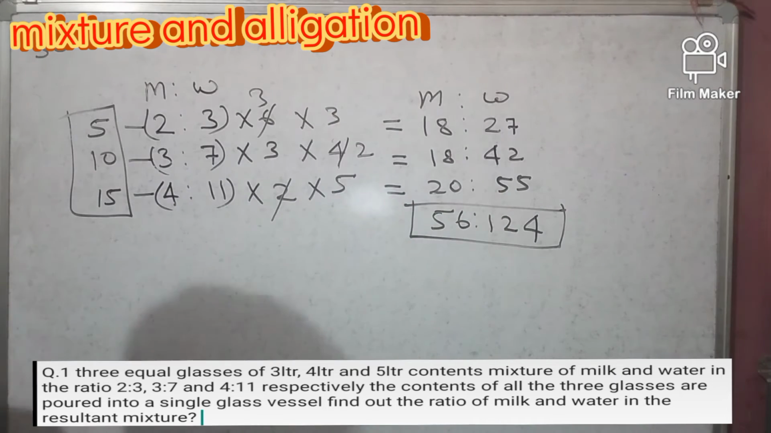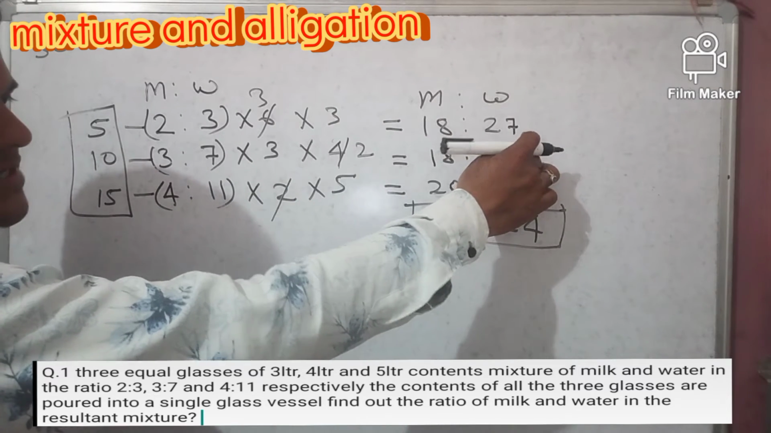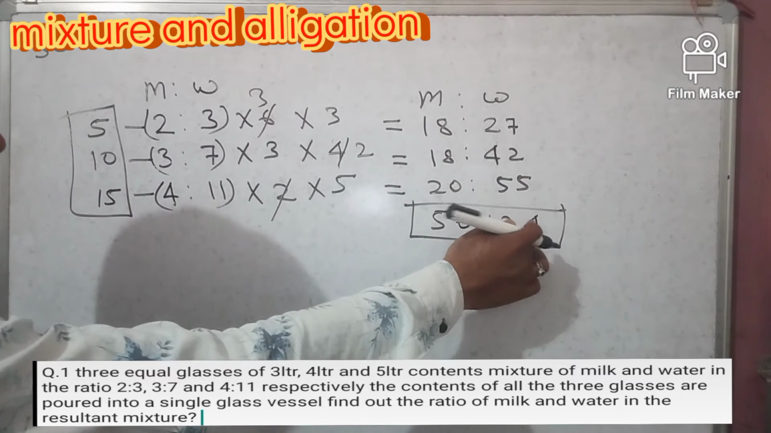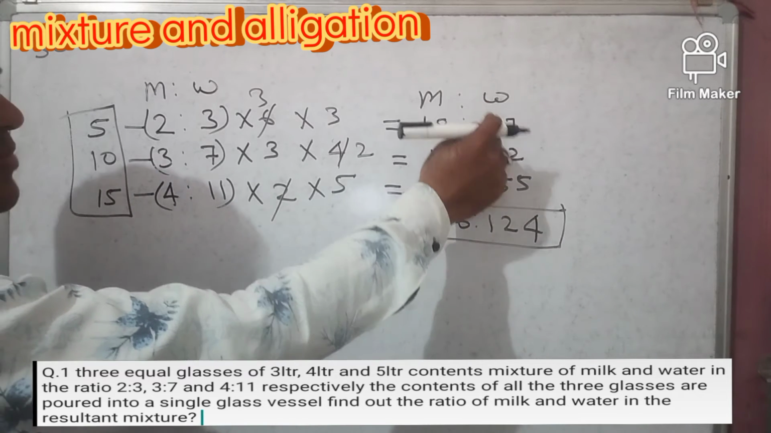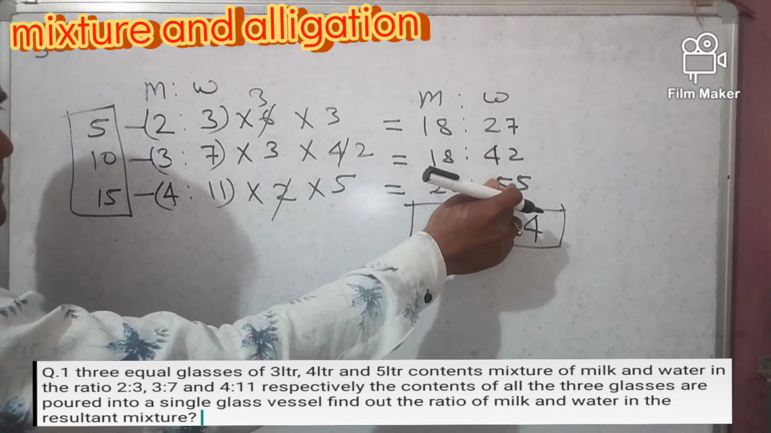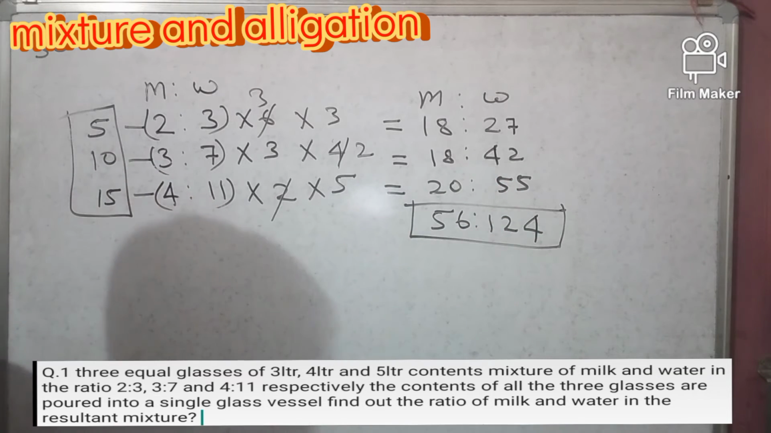Now add them. So 7 plus 2 is 9, 9 plus 5 is 14. 1 is carry. 2 plus 4 is 6, 6 plus 5 is 11 and 1 is 12.